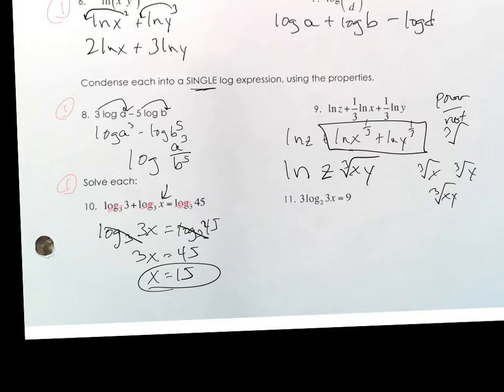Now you cannot get rid of the log in number 11. Put it back together. That's going there. So this is log base 2 of all of this. The 3, the x, everything is to the third power equals 9.